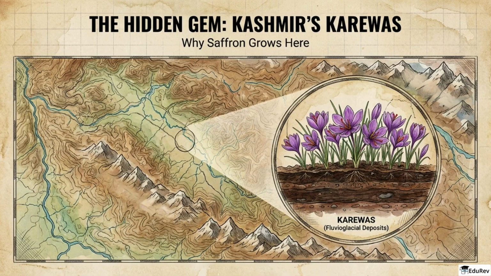Now zoom into Kashmir Valley. Between Pir Panjal and Zaskar Range, we find Karevas. Karevas are fluvio-glacial deposits. This is why saffron grows here. Prelims loves such microfeatures. Toppers highlight rare terms like fluvio-glacial deposits, because one correct microterm can eliminate three options.